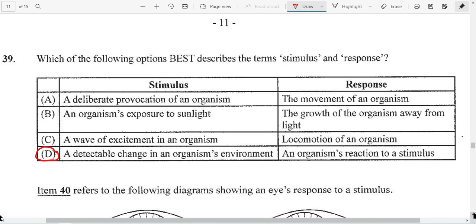For 39, which of the following options best describes the term stimulus and response? We've been looking at this. We're going to hop right on down to the answer. D is going to be your answer for 39. Stimulus, of course, is a detectable change in an organism's environment, and response is the organism's reaction to the stimulus. So a lion coming your way, that is a stimulus, a change in the environment, and you deciding whether you're going to fight or flight, that is going to be a response, whether you're going to be running or fighting the lion.